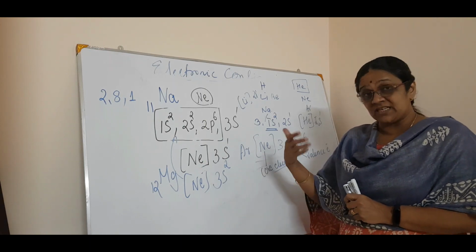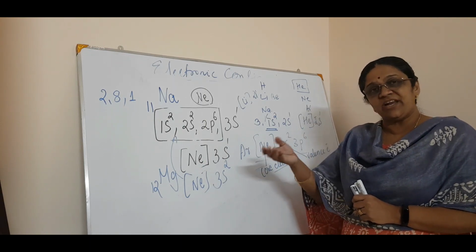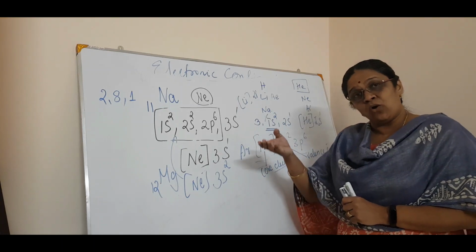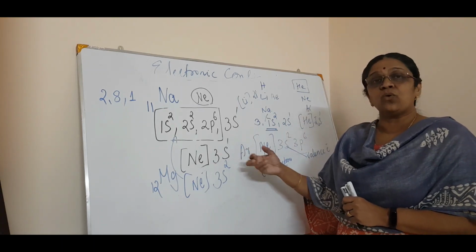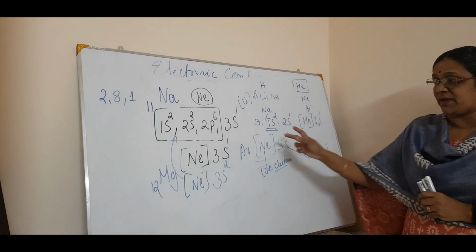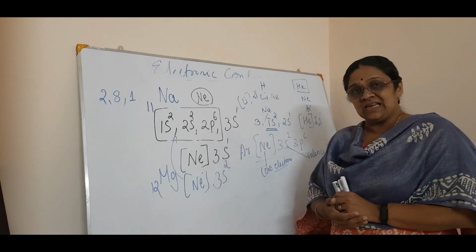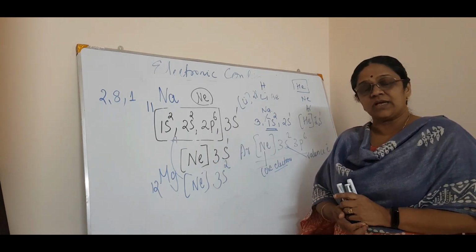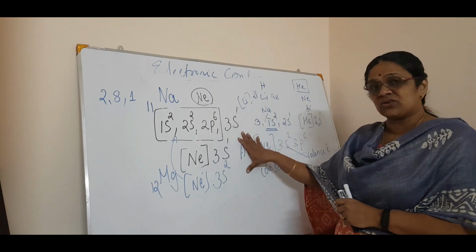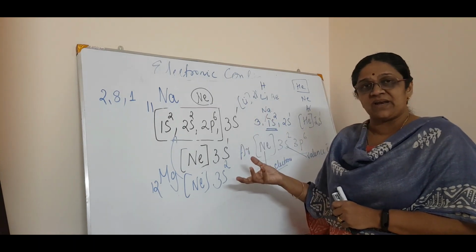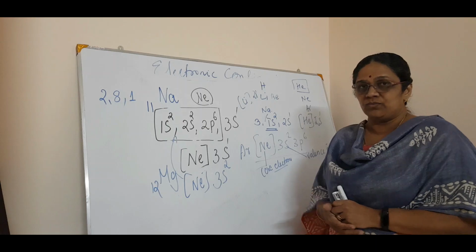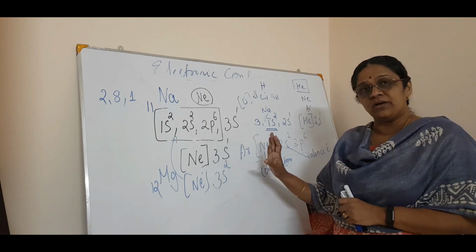Okay, so there are three types. One is the spdf notation, then the orbital diagram, then this core electron as well as valence electron notation. By combining these, you can write the electronic configuration. You can write this core notation also if you want. Okay, that is well and good.